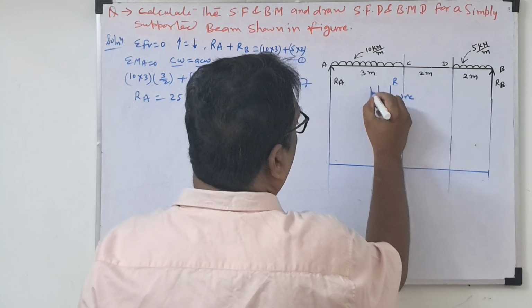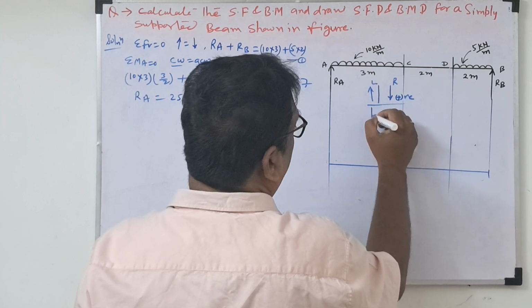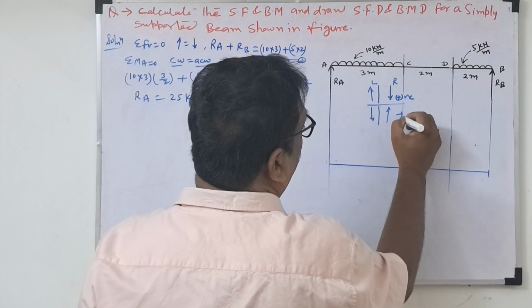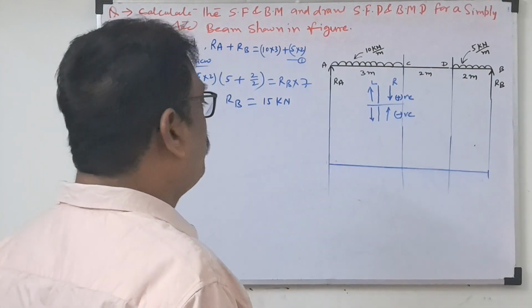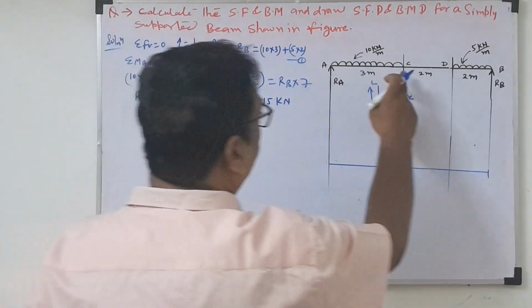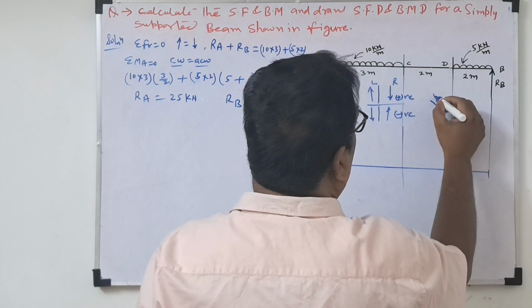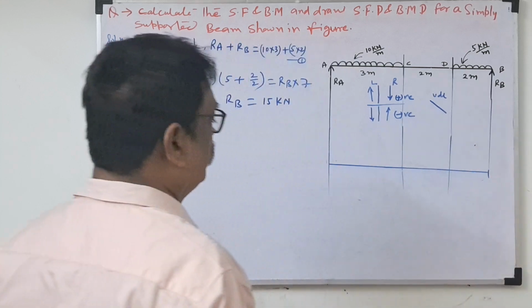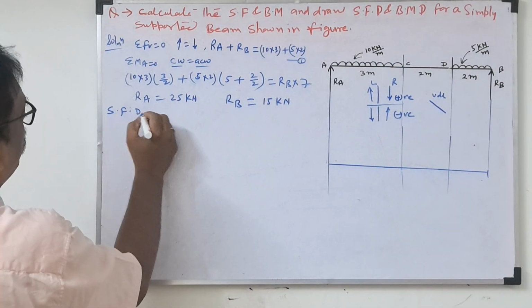If we take the left side, upward force will be positive. In reverse, downward force, this is the section, upward force will be negative. These are the sign conventions we are following here. For the UDL, the shear force diagram will be an inclined line. This concept we need.